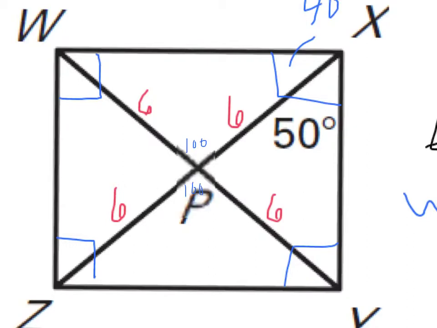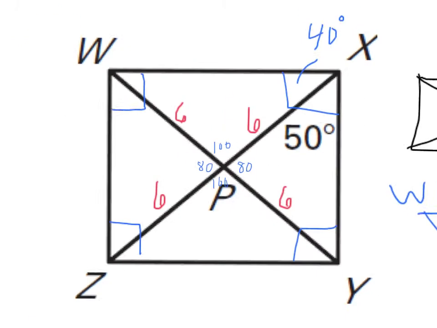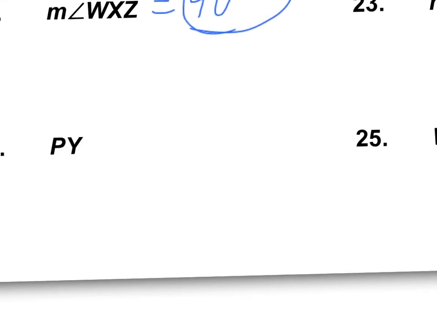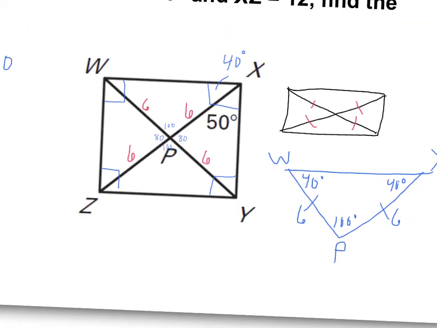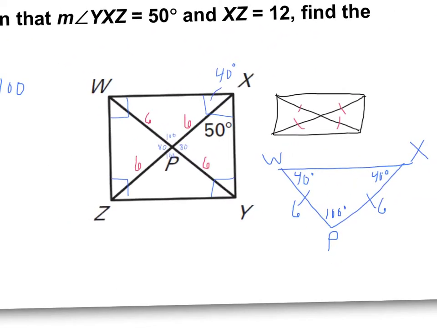Since this is a straight line, these are a linear pair. They need to add up to 180, so actually this would be 80, and this would be 80 because they're vertical. It might look like these are perpendicular, but they're not. This is not a rhombus. This is a rectangle. Okay, what's up next? PY. How are we going to come up with PY? Oh, we already figured that out, and that was 6.